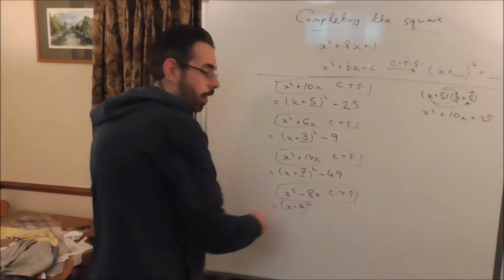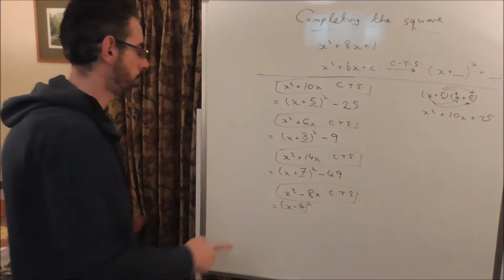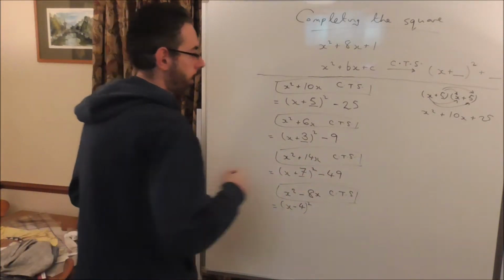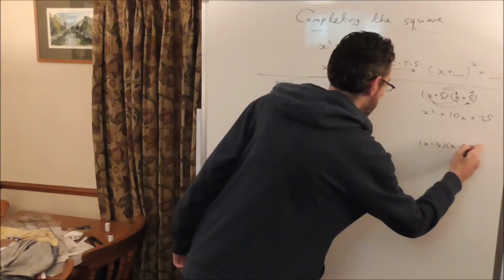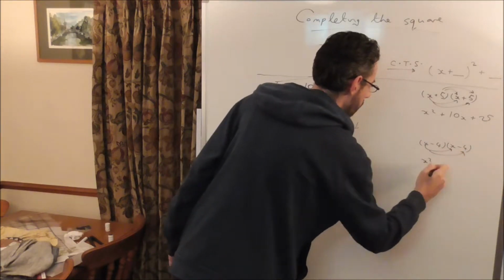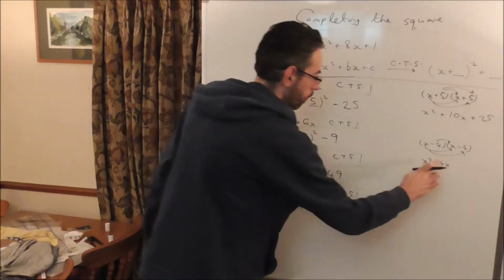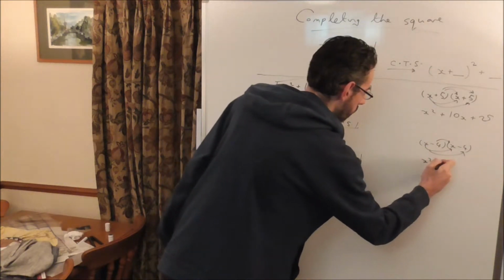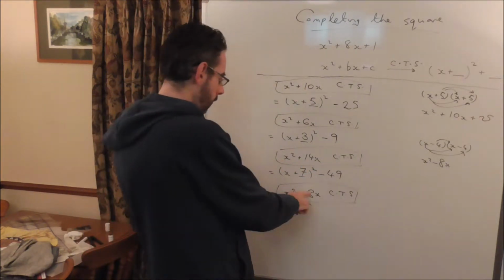Now do we still need to take away something? Well, let's expand this. Let's do x minus 4 squared at the side. In other words, x minus 4 times another x minus 4. And let's see what we get. So x times x is x squared. X times minus 4 is minus 4x. And minus 4 times x is another minus 4x. So that makes minus 8x overall. So we get this stuff.